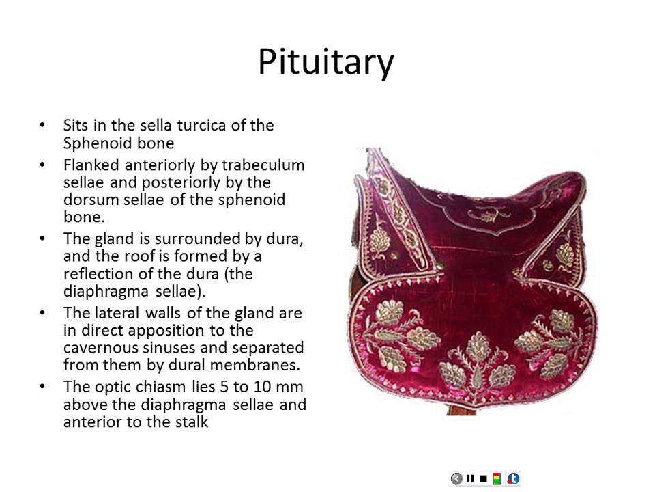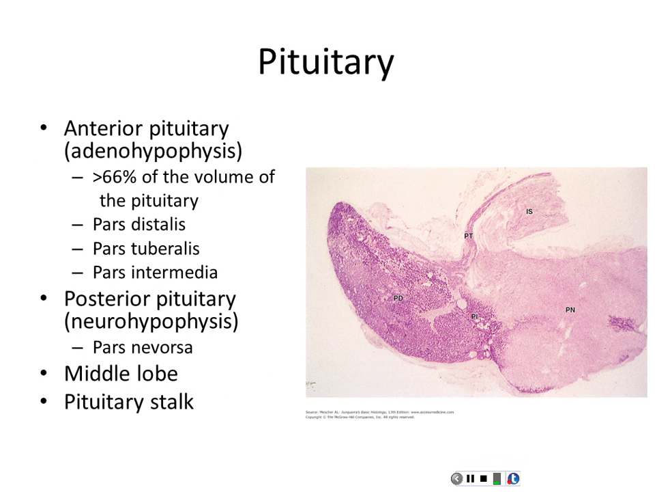It's flanked anteriorly by the tuberculum sellae and posteriorly by the dorsum sellae of the sphenoid bone, and the gland is surrounded by dura. The roof is formed by a reflection of the dura, which is the diaphragma sellae. The lateral walls of the gland are in direct opposition to the cavernous sinuses, separated from them by the dural membranes. And the optic chiasm lies about 5 to 10 millimeters above the diaphragma sellae and anterior to the stalk.